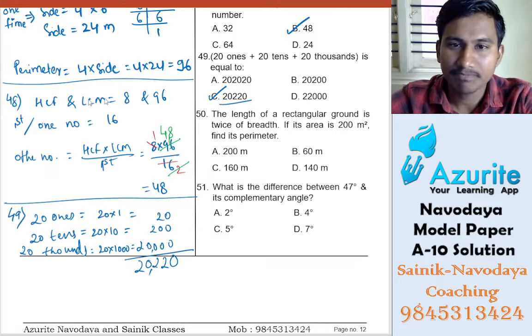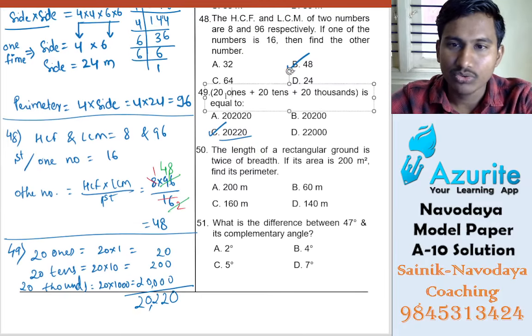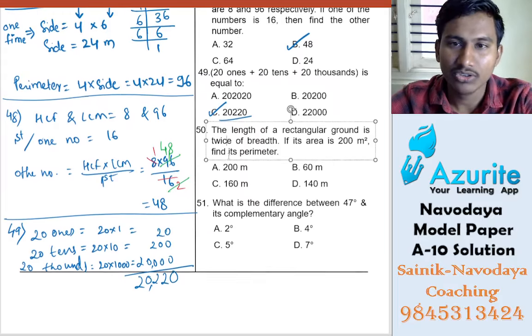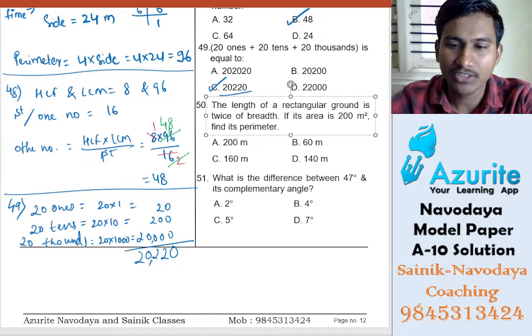48 we completed, 49 we have to do. So 20 ones, 20 tens, 20 thousands, we have to add it, right? So 20 ones means 20 into 1, 20, right? 20 tens means 20 tens are 200, 20 thousands means 20 into 1000 means 20,000. If you add them all, it will be 20,220, right? You add them, 20,220. So option is option C here. Very easy.